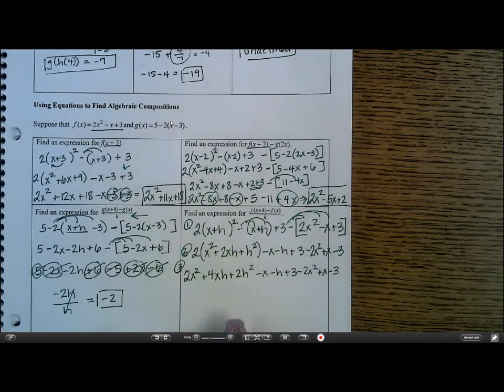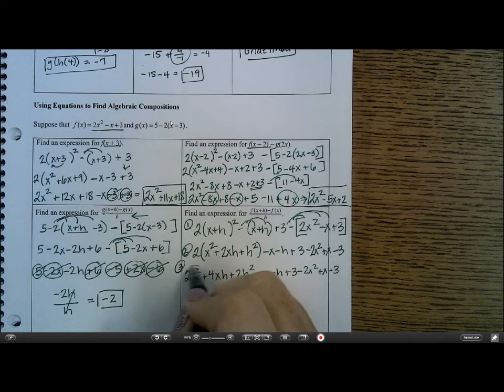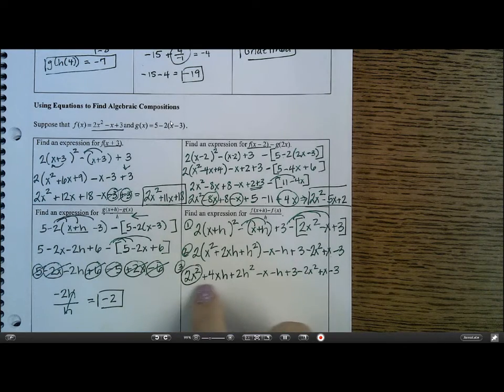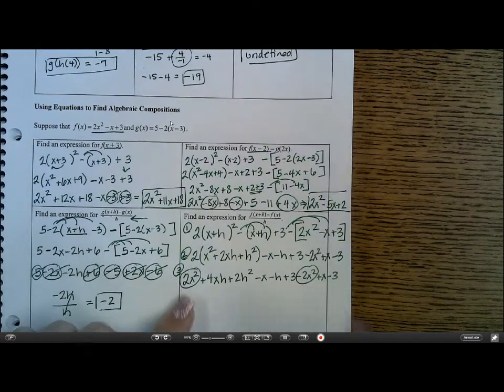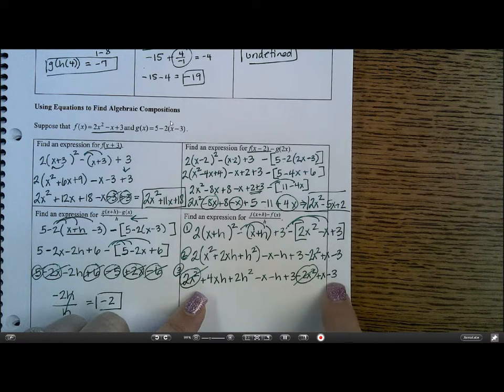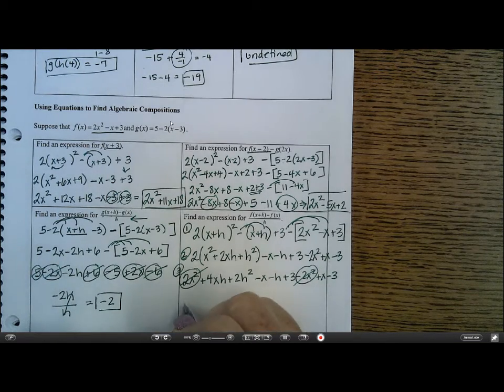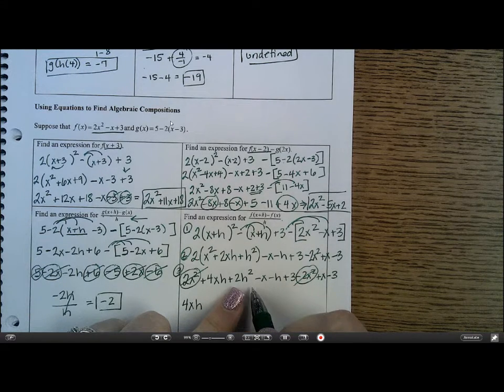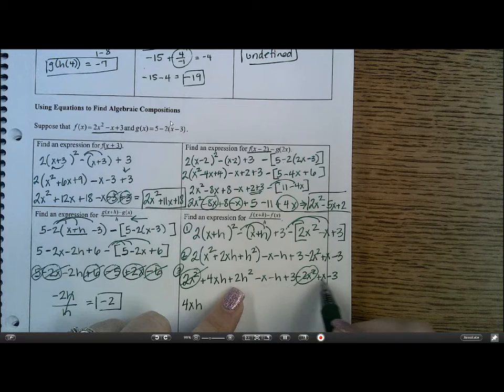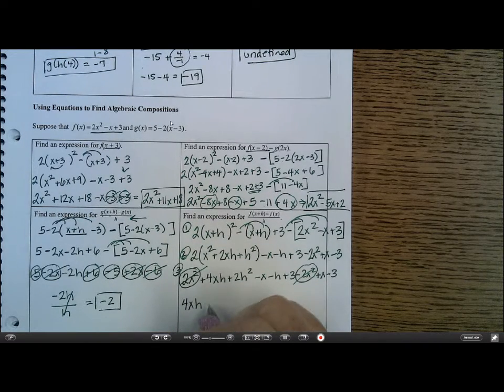At step 3, things will cancel. So let's find our x squareds. They cancel. Get them out of there. Let's find xh's. Are there any xh's? I don't see any other xh's. So we have 4xh. Let's find h squareds. Are there any other h squareds? No. So then we've got plus 2h squared.